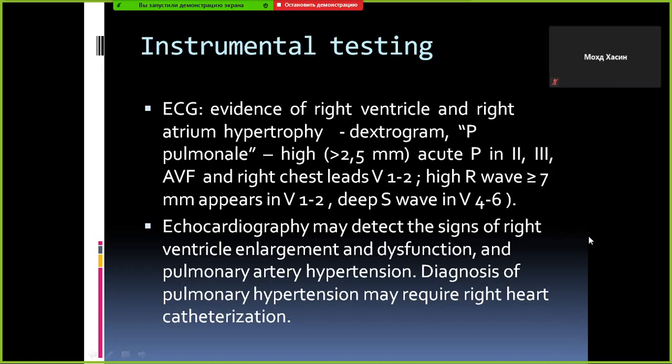And we may detect right ventricle hypertrophy by R wave. R wave will be high, more than 7 millimeters in right chest leads V1, V2, and S wave will be very deep in left chest leads V4, V6. And we also may use echocardiography or cardiac ultrasound, which detect the signs of right ventricle enlargement and its dysfunction and pulmonary artery hypertension.